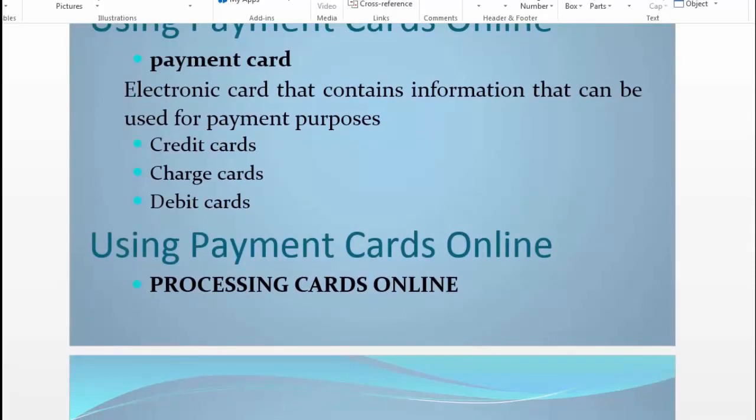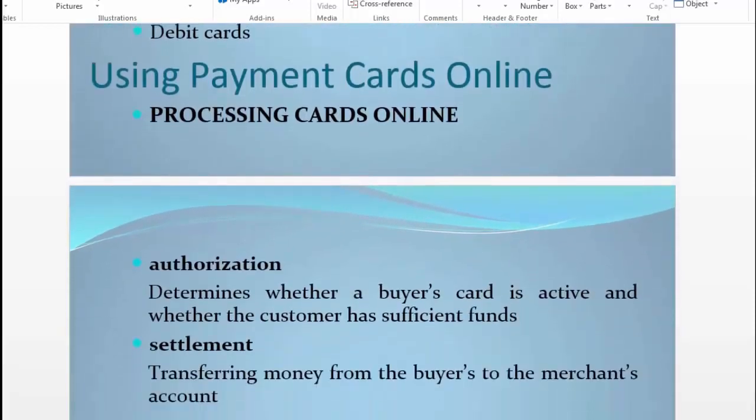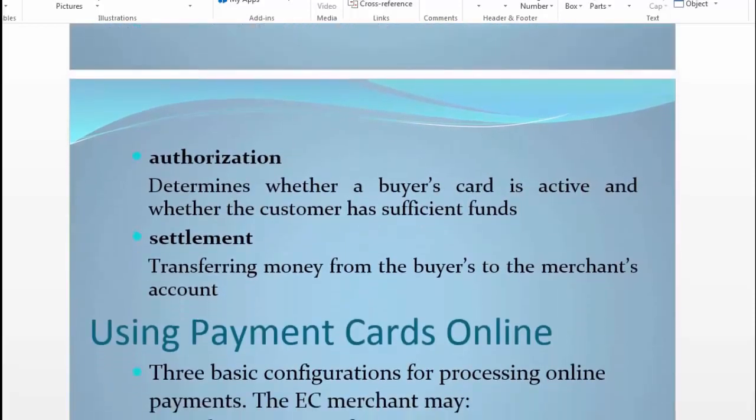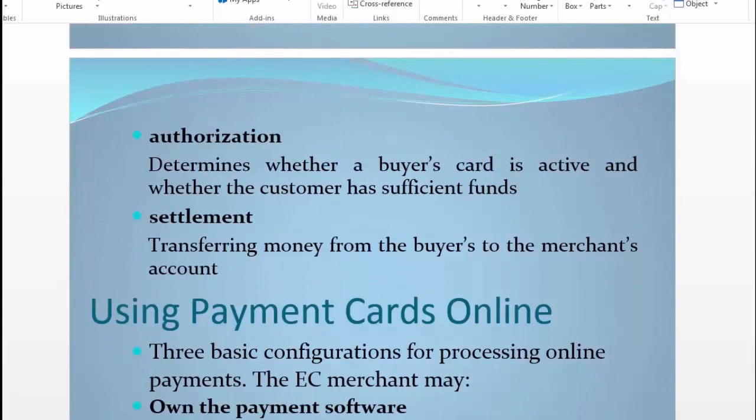Using payment cards online, processing cards online, and authorization and settlement. The first thing that you do is determine whether a buyer's card is active and whether the customer has sufficient funds. Whenever you try to make a payment online, as a business provider you need to verify whether the user's card has enough funds, or number one, even before that, whether the card is authentic. It's a true card, not a fake one. Settlement is transferring money from the buyer's to the merchant's account.